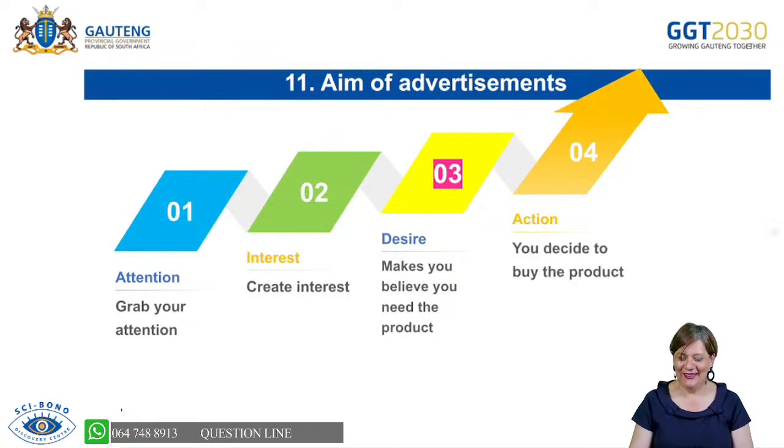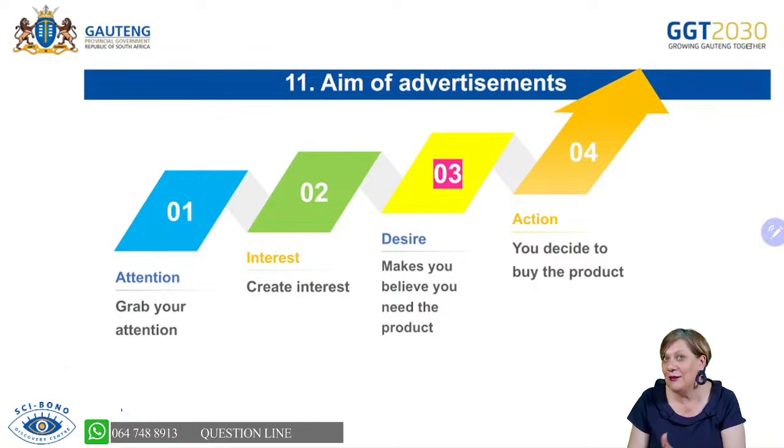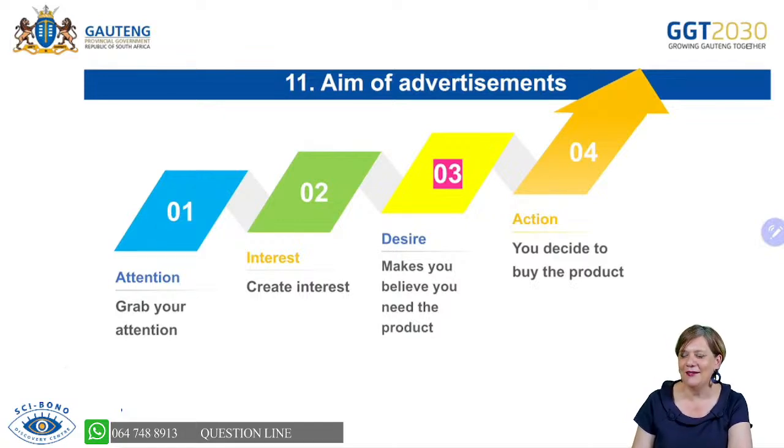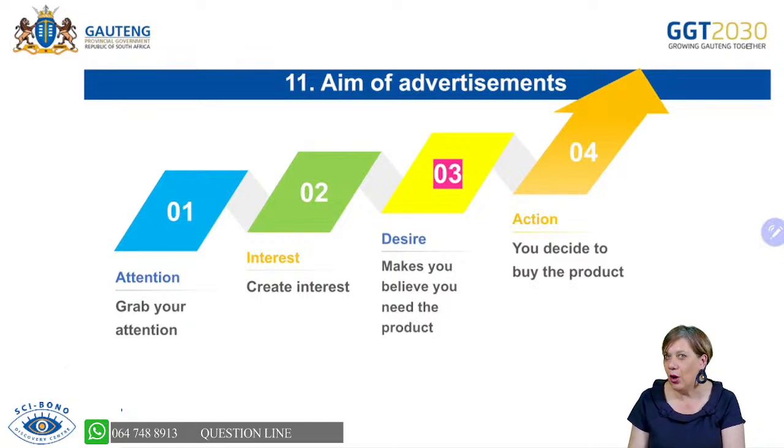Lastly, action. Action is where you decide to buy the product. And who's smiling? Obviously the company. They're so happy that you have bought it. So they're going to put all these 4 steps in place to make sure you buy it. But be careful. Not all advertisements are selling products. They might be selling a service. So just be careful for that.